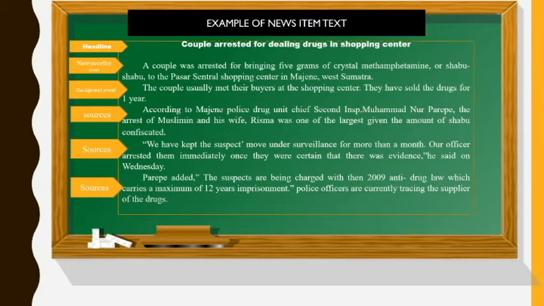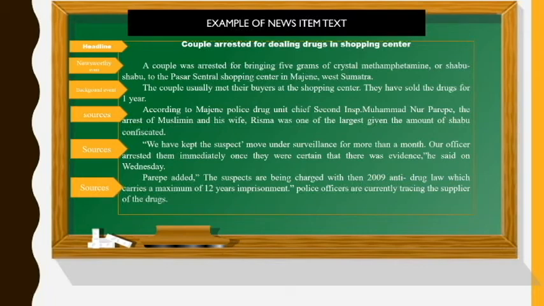Okay, the headline: A couple arrested for dealing drugs in shopping center. A couple was arrested for bringing 5 grams of crystal methamphetamine, or sabu-sabu, to the Pasar Central shopping center in Majene, West Sumatra. The couple usually met their buyers at the shopping center. They have sold the drugs for 1 year.